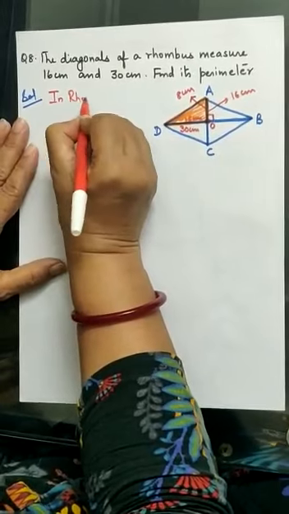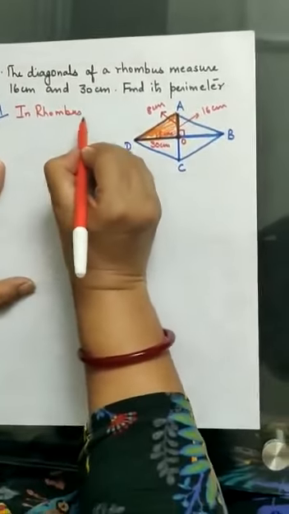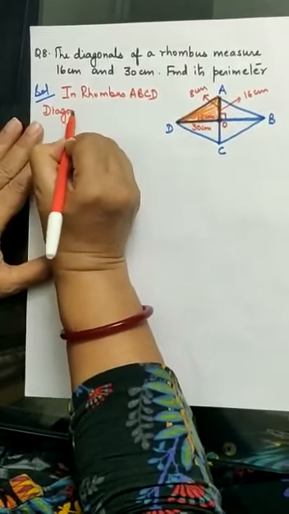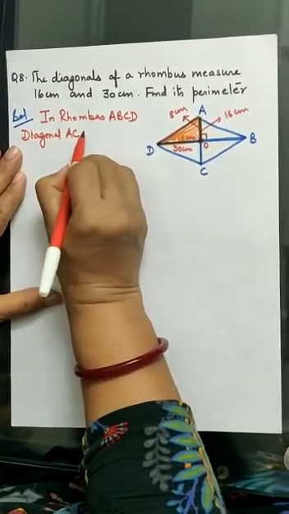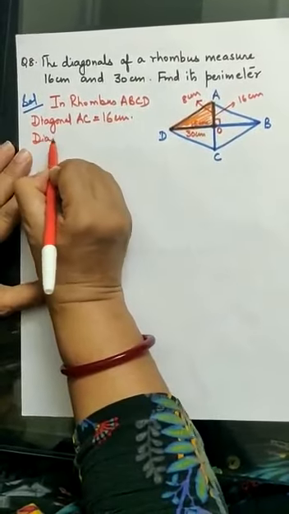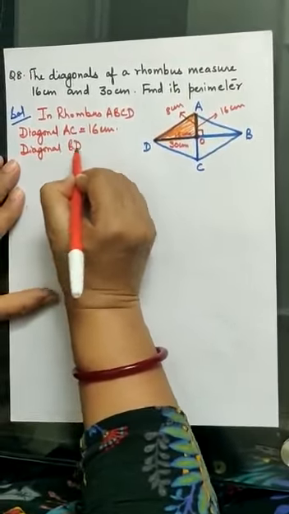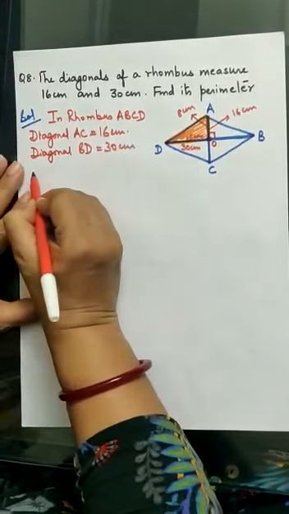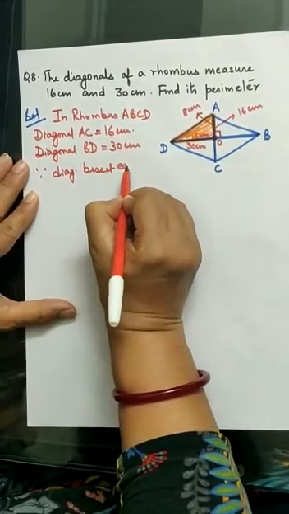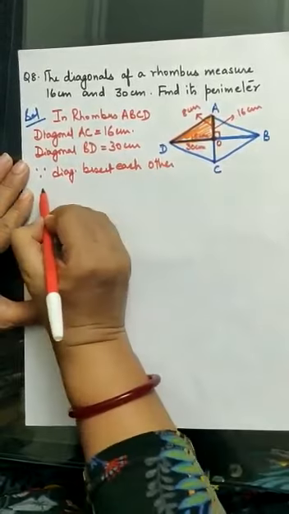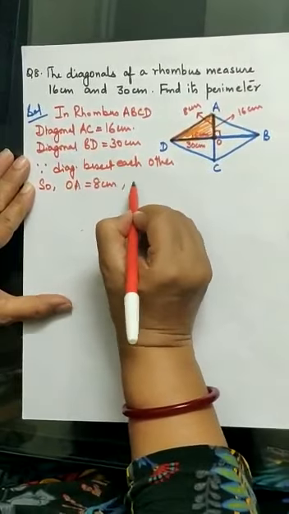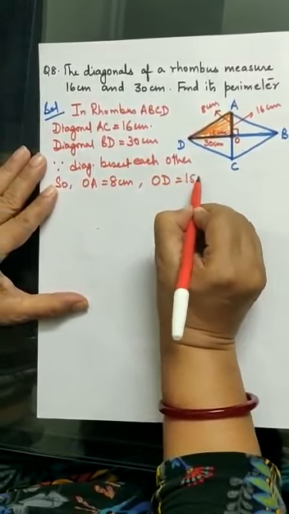In rhombus ABCD, diagonal AC is equal to 16 centimeters and diagonal BD is equal to 30 centimeters. Since diagonals bisect each other, so OA is equal to 8 centimeters and OD is equal to 15 centimeters.